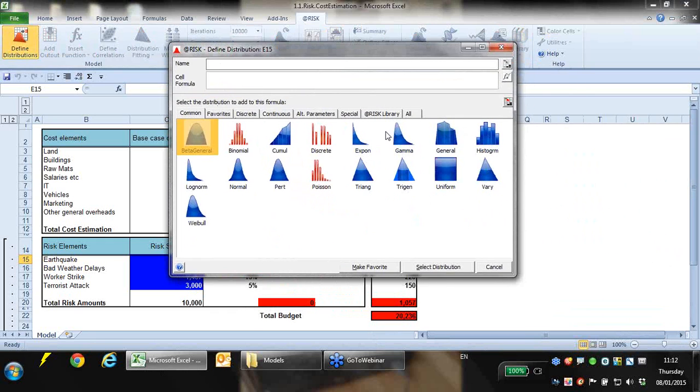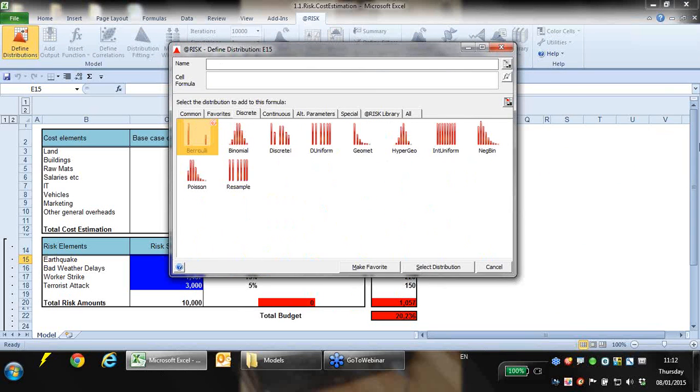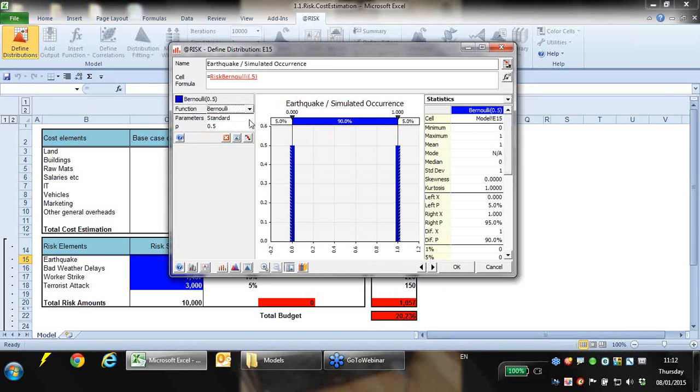When we were looking at cost, we were talking more about continuous distributions, which are the blue ones. But for the risk events, I'm going to look at the discrete distributions. Normally I would use a binomial distribution, but I'm going to use a Bernoulli, which gives exactly the same response as long as you just want one draw.